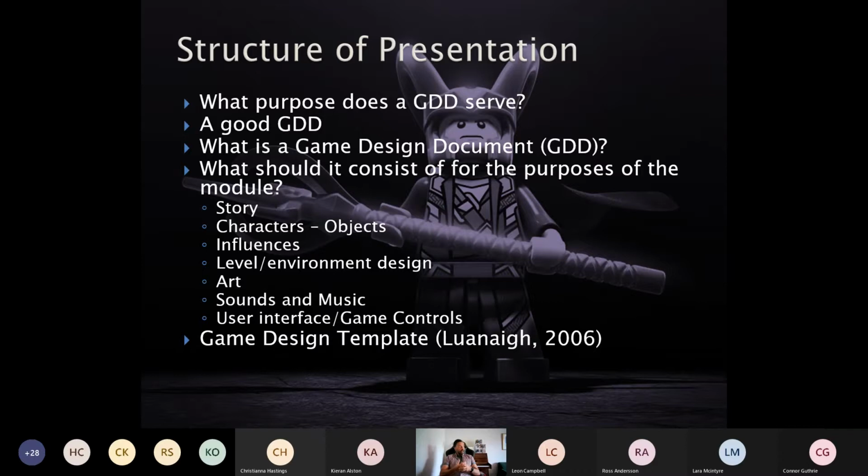So for the computer animation arts students and for the computer games development students as well, it's really about using your imagination and having a lot of fun with it, I would say, and coming up with a game that you would actually like to see in existence. So story, characters, objects, influences, level, environment design, art, sound, and music, and of course some sort of user interface and game controls.